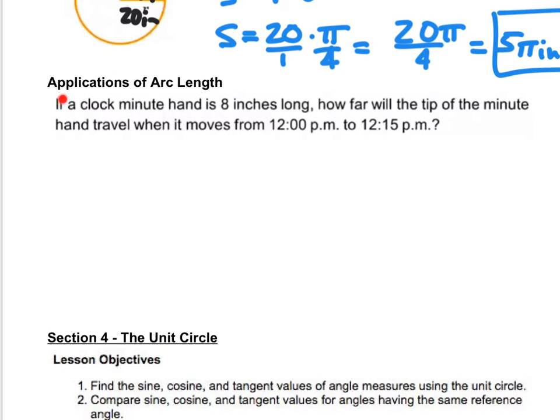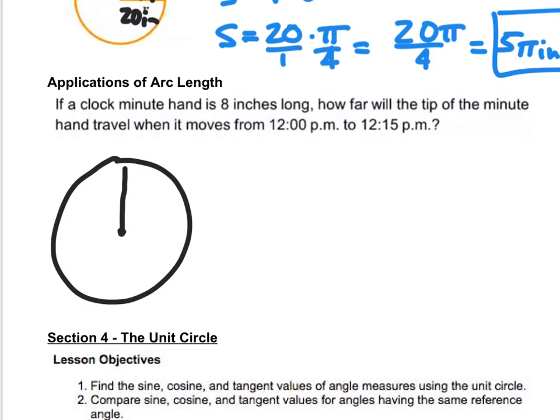All right, so then on the last one, it says applications of arc length. If a clock minute hand is 8 inches long, how far will the tip of the minute hand travel when it moves from 12 p.m. to 12:15 p.m.? Let's just draw a picture here. Let's draw a circle, like a clock face, and let's draw the minute hand like this, and this is 8 inches. If we go from 12 to 12:15, this position here, how far will the tip of the minute hand travel?